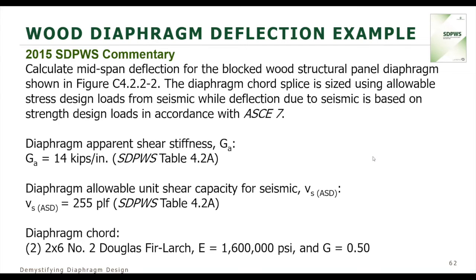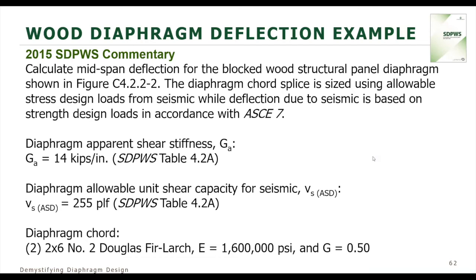Now the difference is that the diaphragm chord splice is going to be sized using the allowable stress design loads. However, the deflection of the diaphragm, because we're designing for seismic, is going to be based on a strength design load, and that's in accordance with ASCE 7.